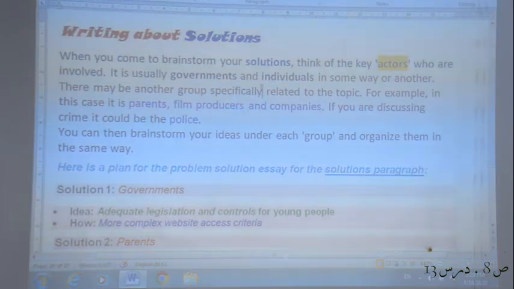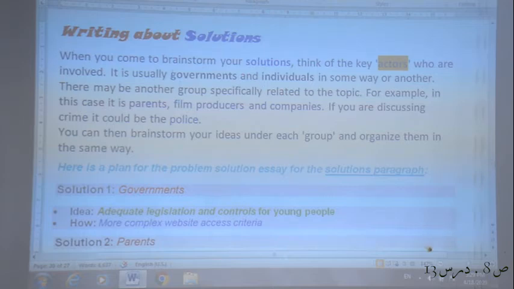Always, dear students, in grade 8, when you want to state solutions, think about those actors who are involved in this situation. And the first will be governments, okay, governments. We can also think about, for example, the role of parents in the case of our essay today. We can talk about companies, for example, film producers. So those are the people involved in this situation. So when you come to brainstorming, think about the key actors who are involved.